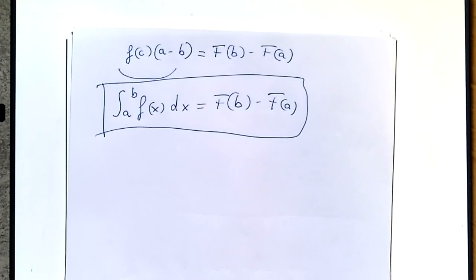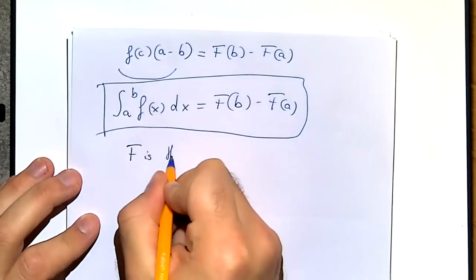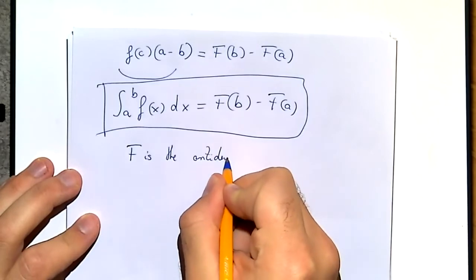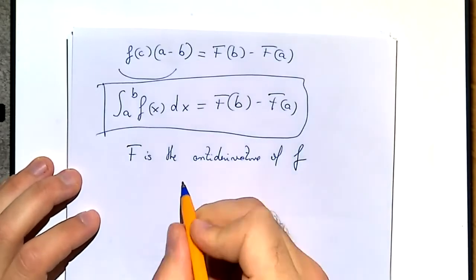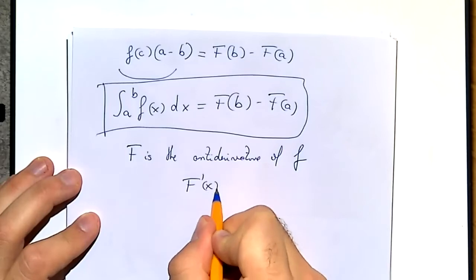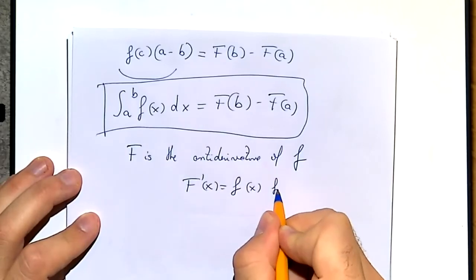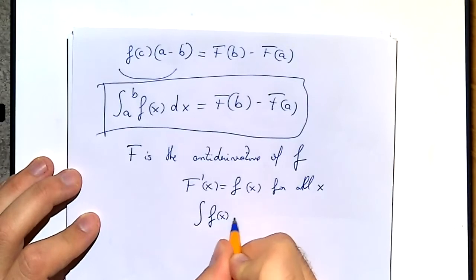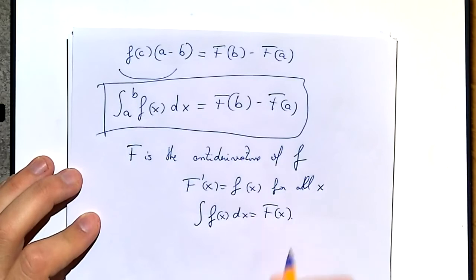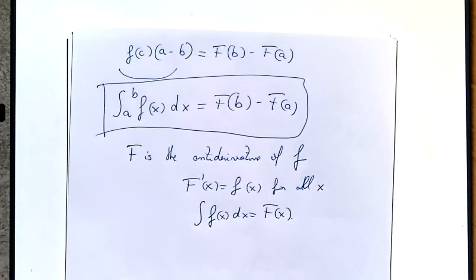And again, what is F? F is the antiderivative of small f, which means F derivative of x is equal to f of x for all x. Or, the integral of small f of x dx is equal to F of x. Cool. So again, if you weren't a fan of the limit theorem, this is what you need. This is the formula we're going to use.